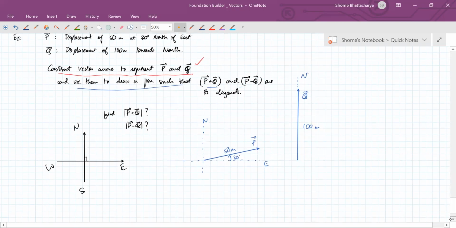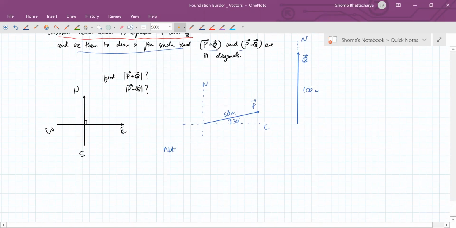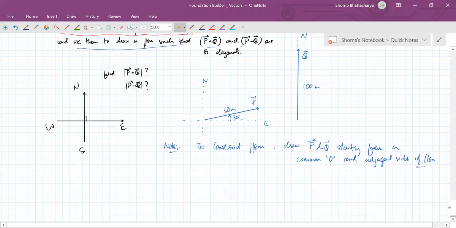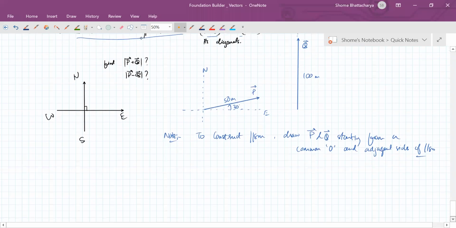So to construct the parallelogram, we have to draw the vectors P and Q starting from the same origin, as adjacent sides of the parallelogram. So you have to construct it in that manner. Okay. So next step, when we do that, our diagram will become like this.